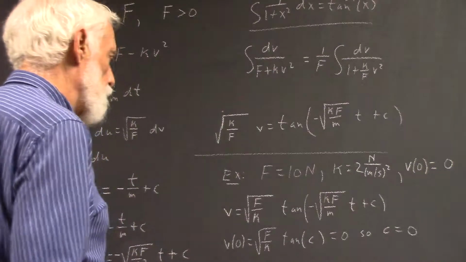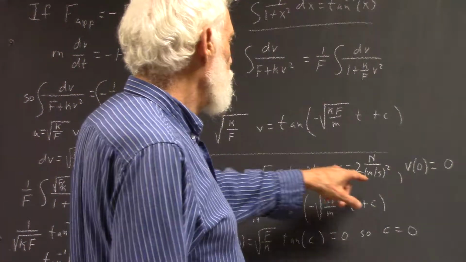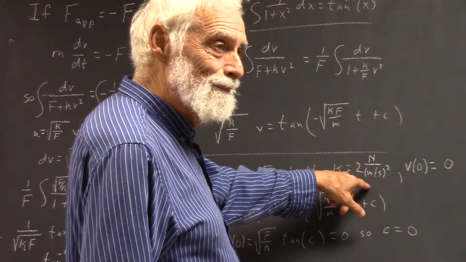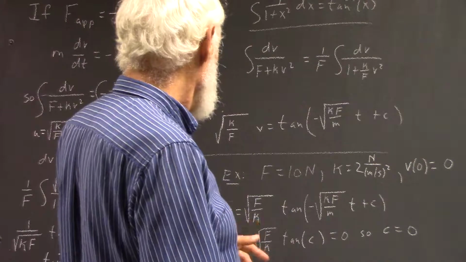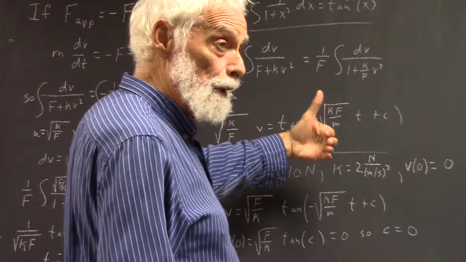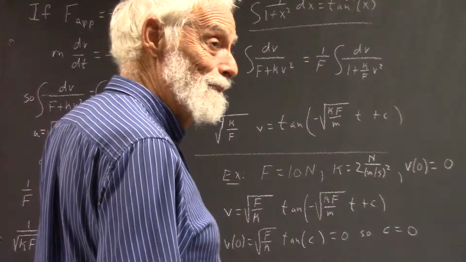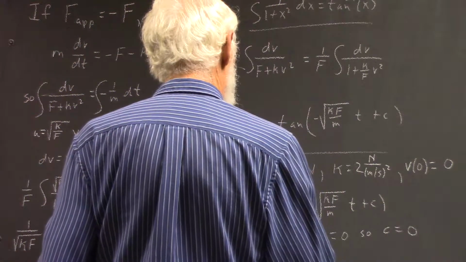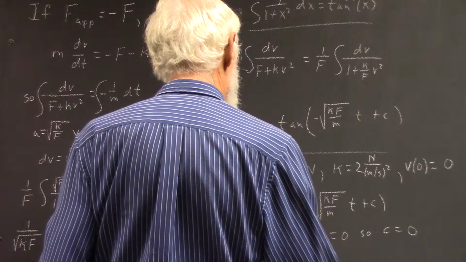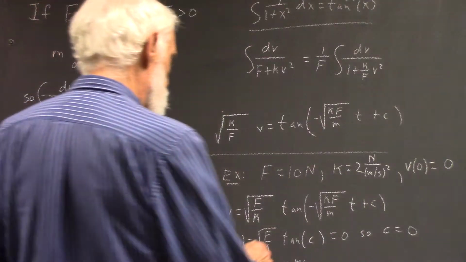Okay, well, the square root of F over kappa, it's going to be newtons over newtons per meter per second squared, meters per second quantity squared. And when you divide that, it's going to give you meters per second quantity squared, so it's going to give you meters per second, right? And this is going to be what? You divide this, you get 5 meters per second.